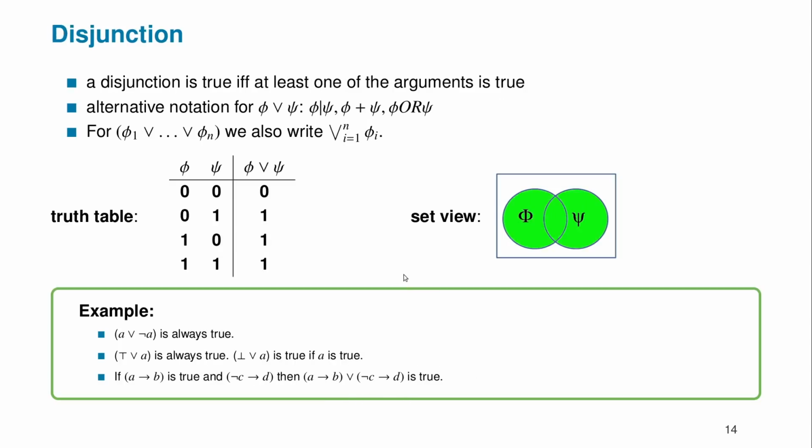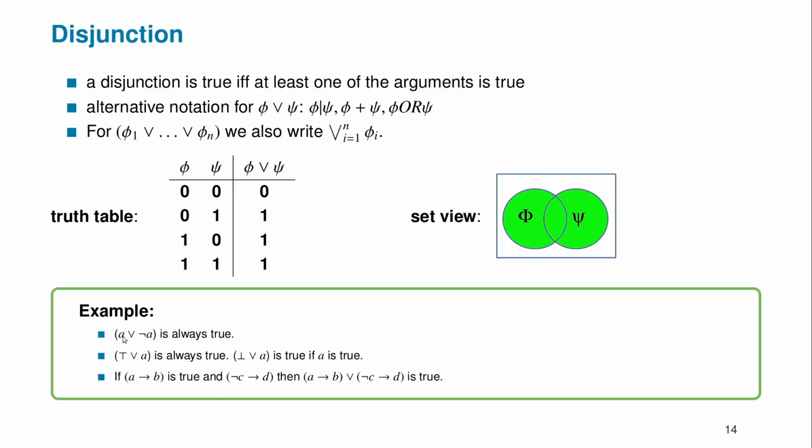The disjunction works dually. It's true if and only if at least one of the arguments of the disjunction is true. This is also reflected here in the truth table. When we look at the set view, then at least one assignment has to make one of the two immediate subformulas true in order to make the disjunction true.